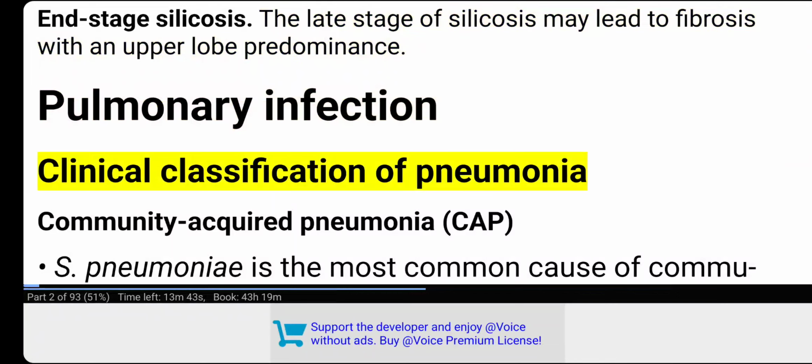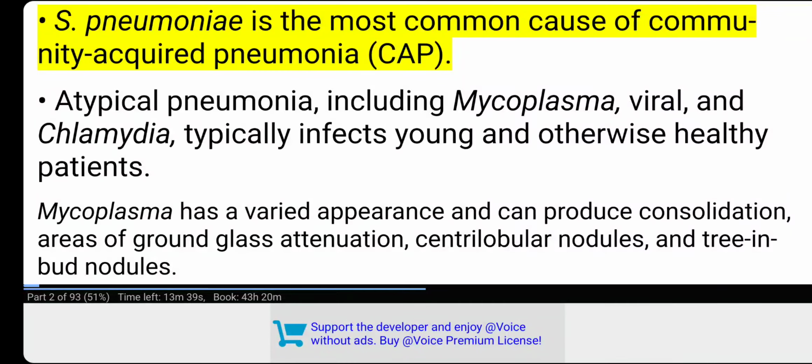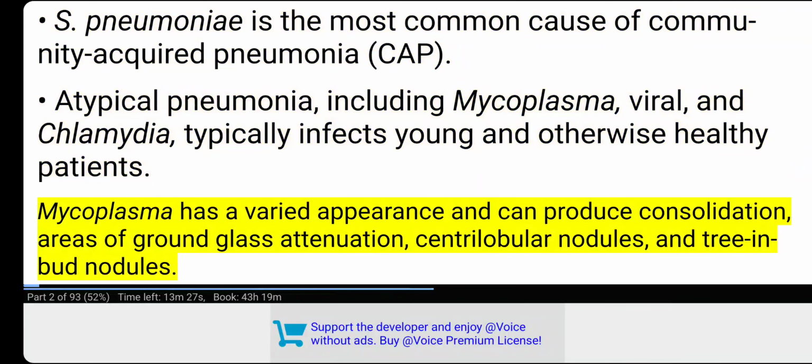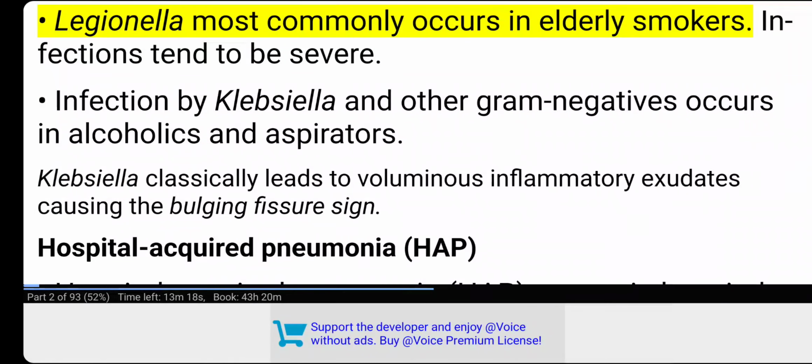Pulmonary infection. Clinical classification of pneumonia. Community-acquired pneumonia, CAP. S. pneumoniae is the most common cause of community-acquired pneumonia. Atypical pneumonia, including mycoplasma, viral, and chlamydia, typically infects young and otherwise healthy patients. Mycoplasma has a varied appearance and can produce consolidation, areas of ground glass attenuation, centrilobular nodules, and tree-in-bud nodules. Legionella most commonly occurs in elderly smokers. Infections tend to be severe.